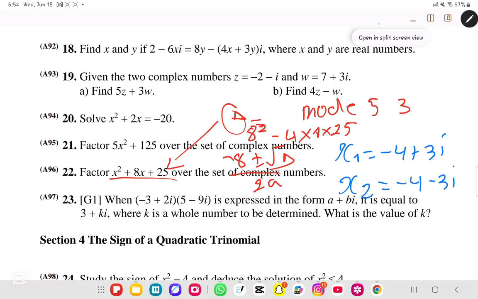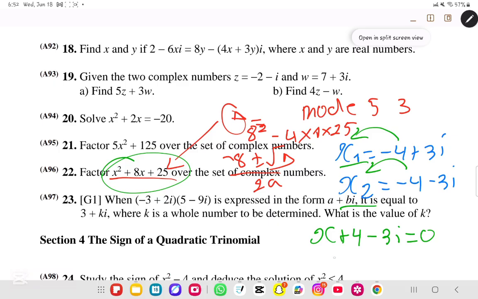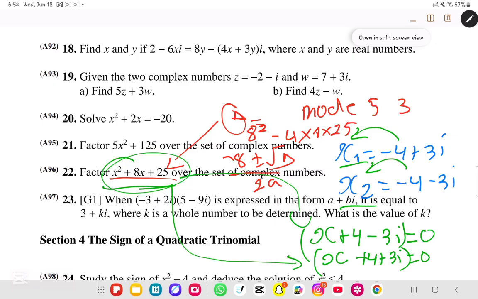Right? Now that we have the roots and we want to factorize, what are we going to do? We're going to bring these to the other side. So consider this as x, okay? If you bring this to the other side, it's going to be x plus 4 minus 3i is equal to 0, and then x plus 4 plus 3i is equal to 0. So these are the two factors. So the two factors of this are x plus 4 minus 3i and x plus 4 plus 3i.